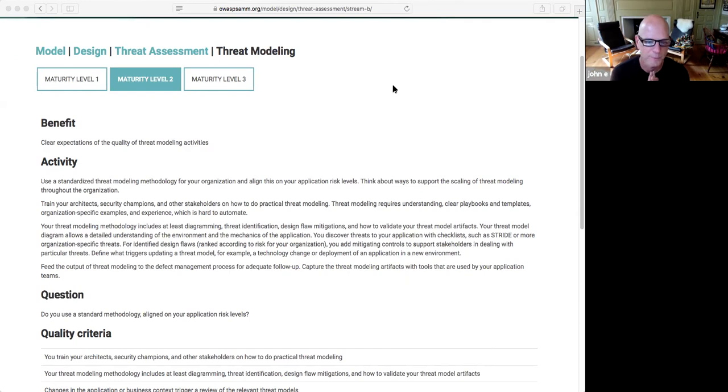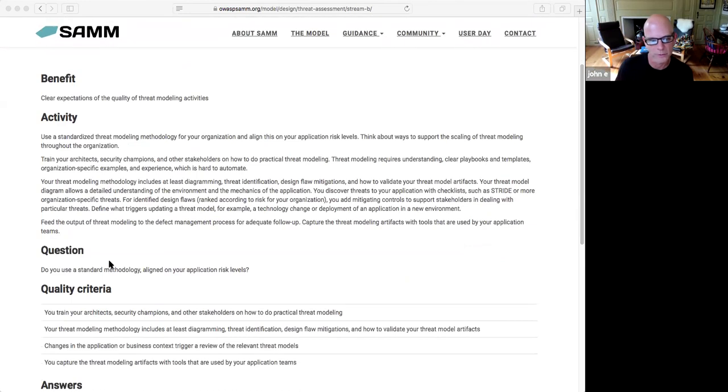Constrain it, be specific. So in this particular case, the question that we ask is, do you use a standard methodology aligned on your application risk levels? This is linking back to the last stream in this practice, and you train your architects, security champions, and other stakeholders how to do practical threat modeling.